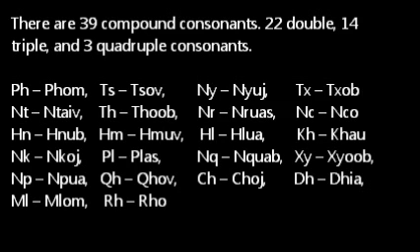Today, we're going to study the compound consonants. There are 39 compound consonants in the Hmong language. 22 are double, 14 are triple, and 3 are quadruple consonants. What you see here are the double consonants. The compound consonants are combinations of the single consonants.